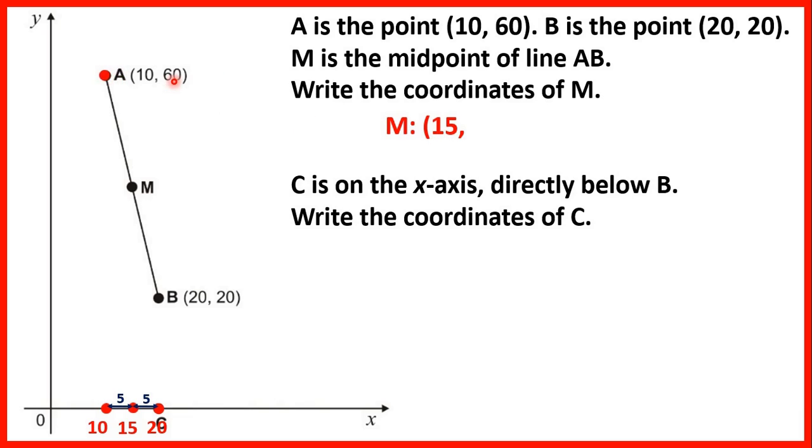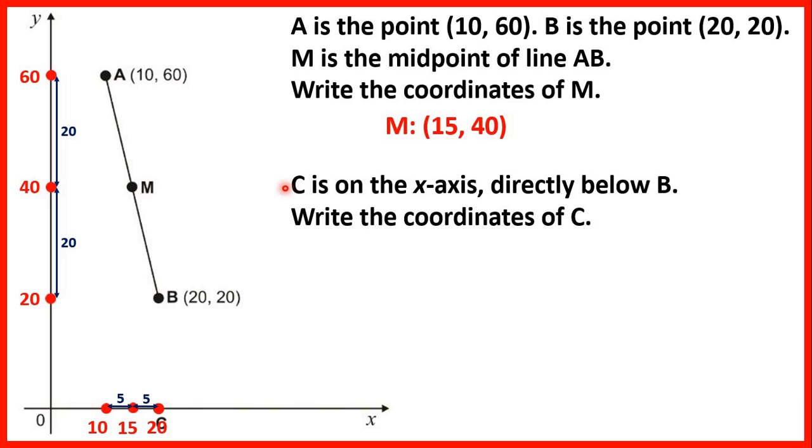And now the y-coordinate, so the second number of A, is 60, and the y-coordinate of B is 20. Again, if M is the midpoint, then we need a coordinate that's right in the middle of 20 and 60. So that's 40, because then we have 20 on each side. So the y-coordinate of M is 40.